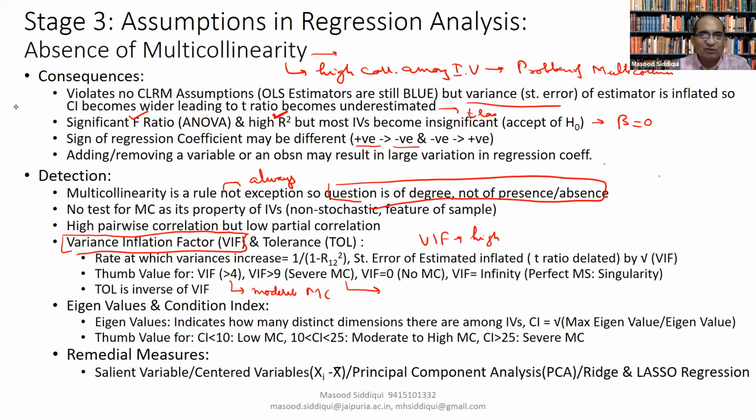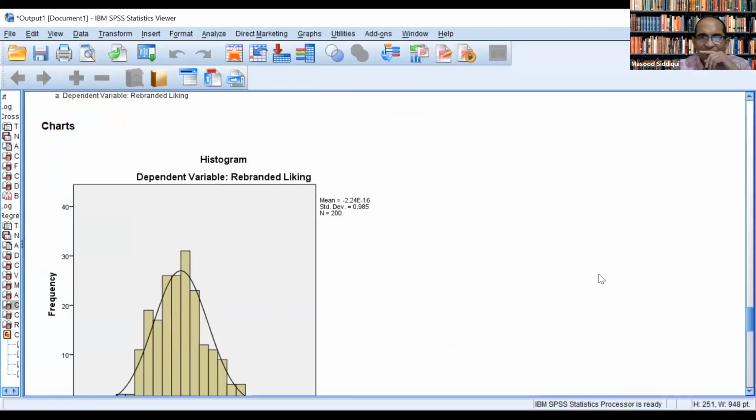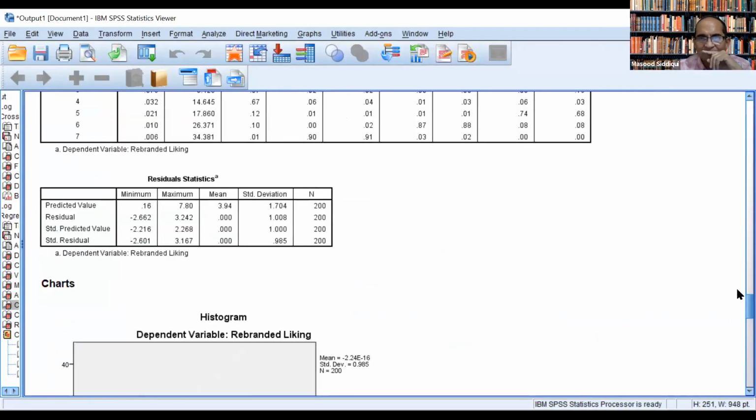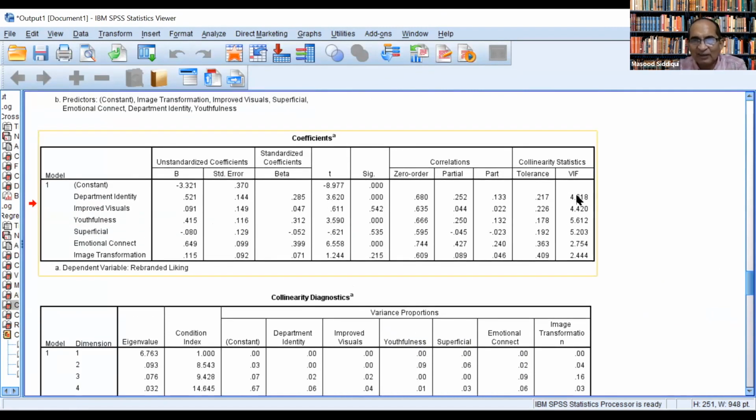So let me show you the VIF values. So here we are having VIF values. Here values are 4, 4, 5, 5, 2, 2, right? So in these four, we have VIF crossing 4, meaning we are having moderate multicollinearity, right? But obviously severe multicollinearity is not there. So we may think that there is moderate multicollinearity, somewhat high, that can be taken care of.